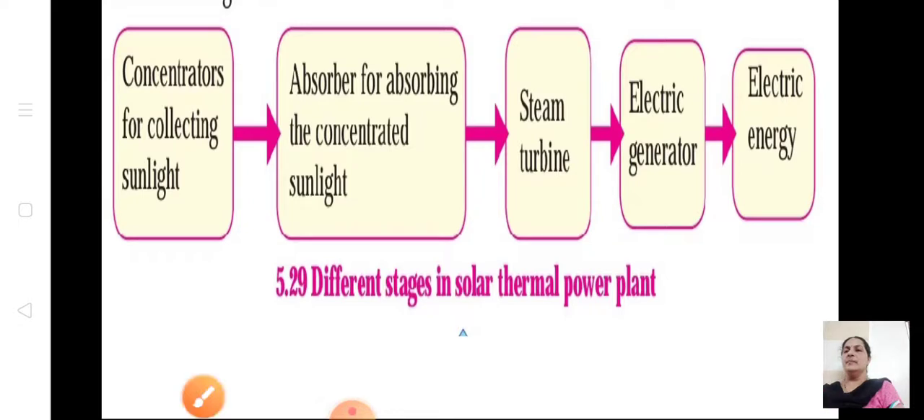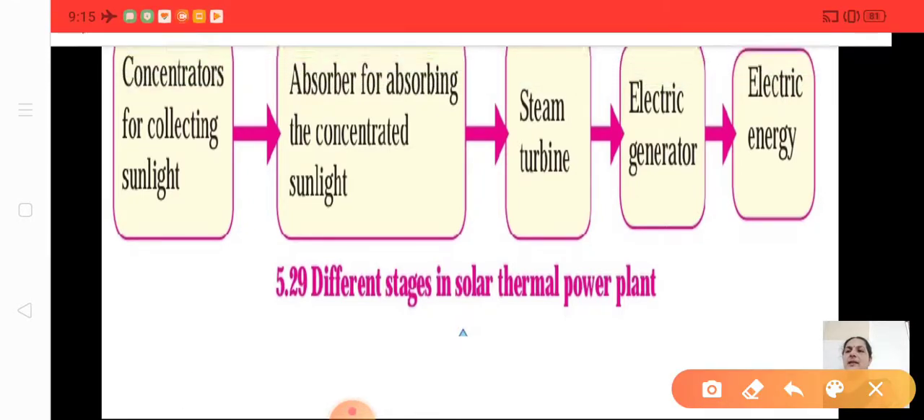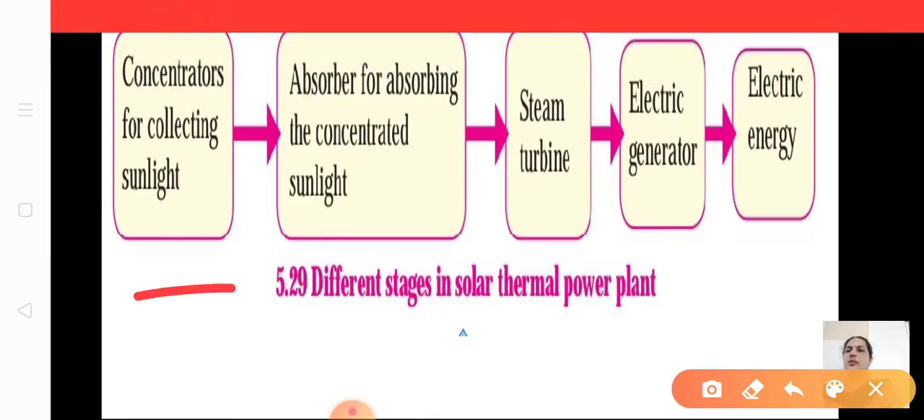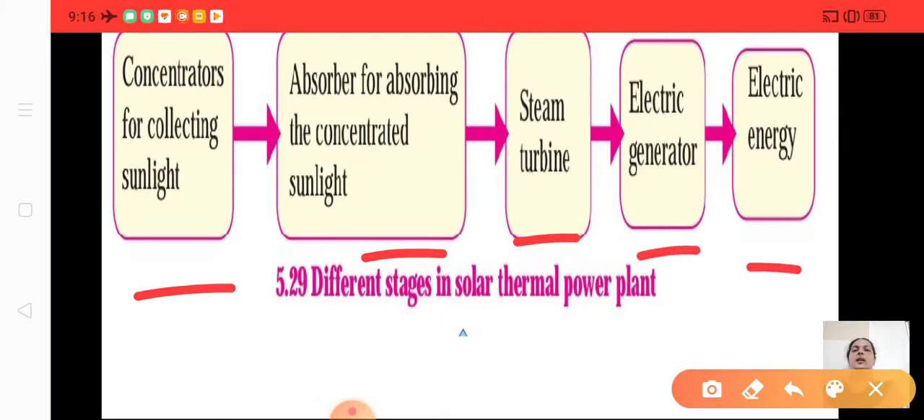You can see here concentrators for collecting sunlight, then absorber for absorbing the concentrated sunlight, and it's converted into steam for the steam turbine, then electric generator, and then the electricity. Same way, only the concentrators are kept for collecting the sunlight. You can see in many terraces they keep this equipment where the sunlight is absorbed with the help of the concentrators. They collect the sunlight, and there are absorbers.